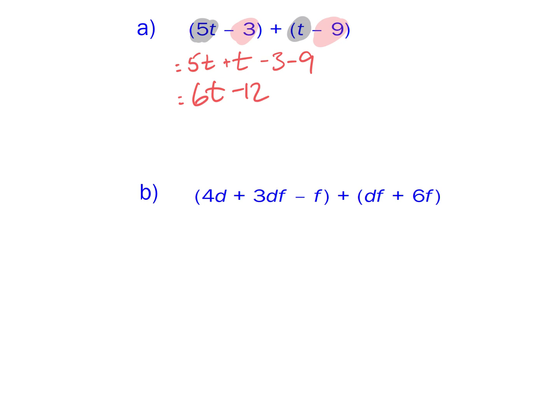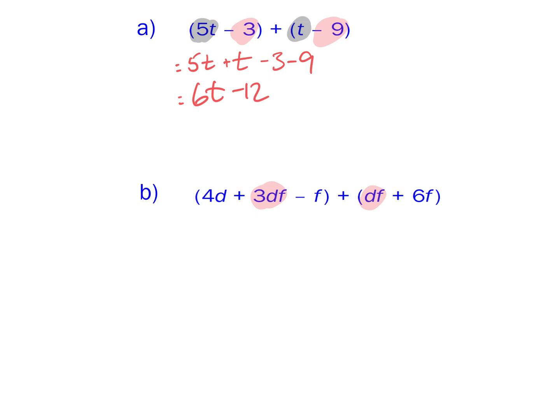Okay, next question. We are going to hunt for our like terms. So, I have a 4D here. Is there any of these terms that are like terms with 4D? No. It's a loner. Okay. I've got 3DF. Is there any terms here that's a like term with 3DF? Yep. What? DF, correct. So 3DF is a like term with DF.